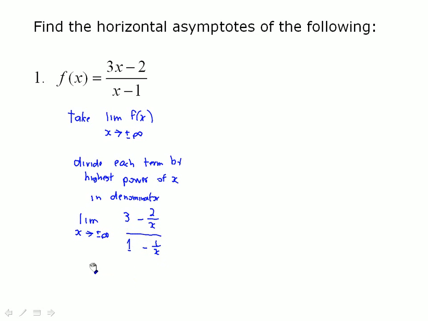So as you take the limit, you'll see that it doesn't make any difference whether x is decreasing or increasing. This is going to be equal to 3, and then that'll be just 0, and then 1 minus 0. So this limit is equal to just plain 3.